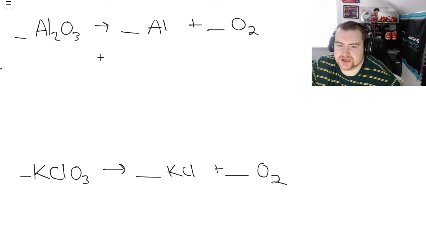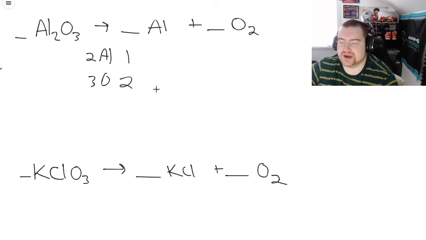Moving to the next one, we have aluminum and oxygen. So here we go again. We're just going to count how many of each element we have on each side. So aluminum, we have 2 on the left, 1 on the right. Oxygen is 3 on the left. Oxygen is 2 on the right.